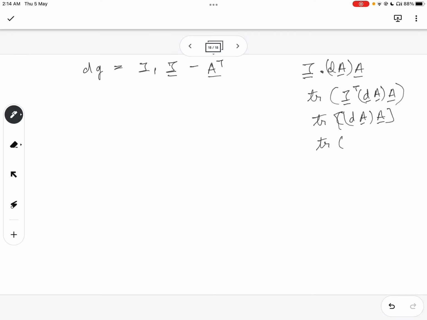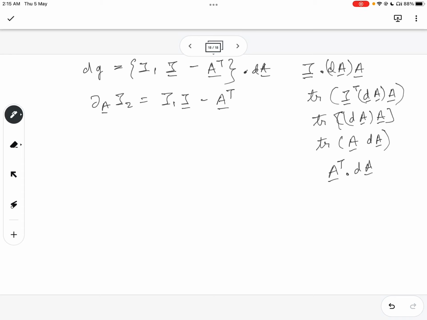This can be written, because trace of AB is equal to trace of BA, as A dA. This becomes A transpose dotted with dA. So dg is I1 I minus A transpose dotted with dA. Therefore del A I2 is I1 I minus A transpose. This I1 is trace of A.